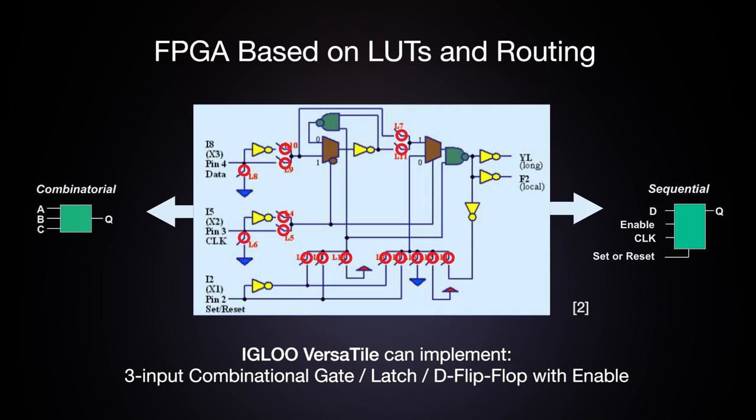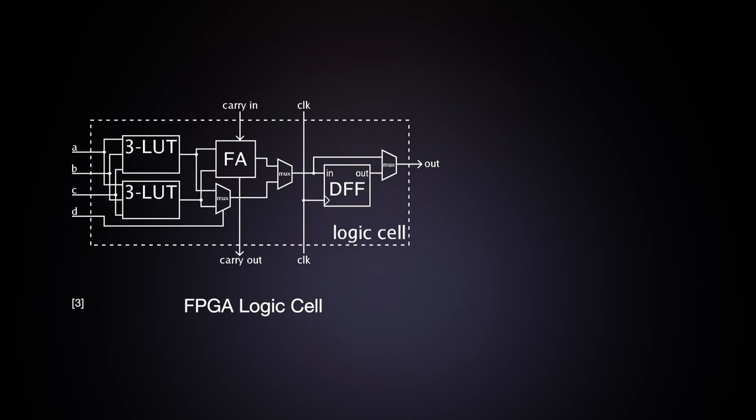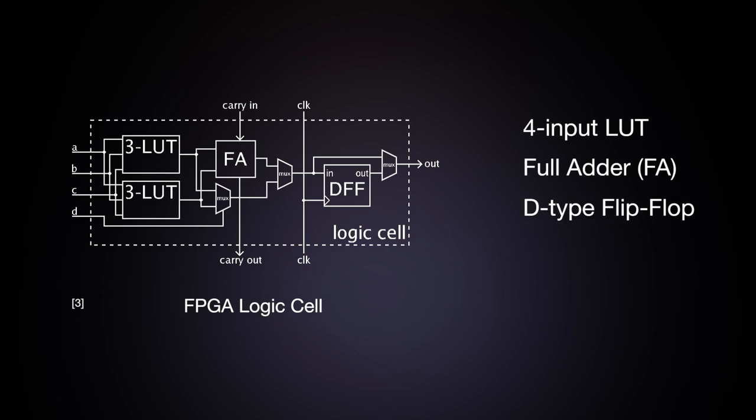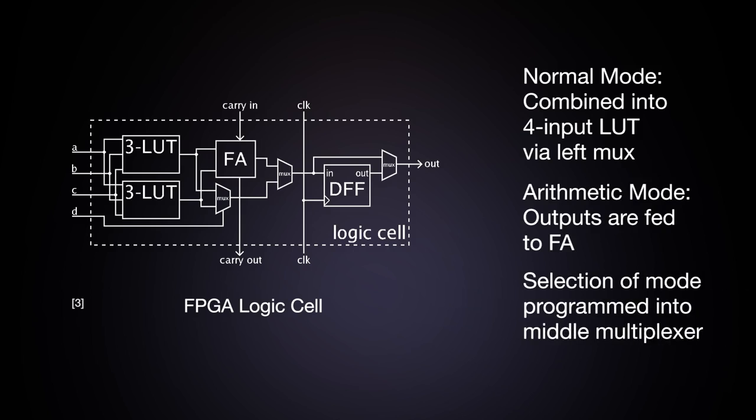Each L-labeled switch is controlled by the configuration bits when the FPGA is programmed. Here's a simplified schematic of an FPGA logic cell. A typical cell consists of a 4-input LUT, a full adder, the FA, and a D-type flip-flop. The LUTs in this figure are split into 2 3-input LUTs. In normal mode, they are combined into a 4-input LUT through the left mux. In arithmetic mode, their outputs are fed to the FA. The selection of the mode is programmed into the middle multiplexer.